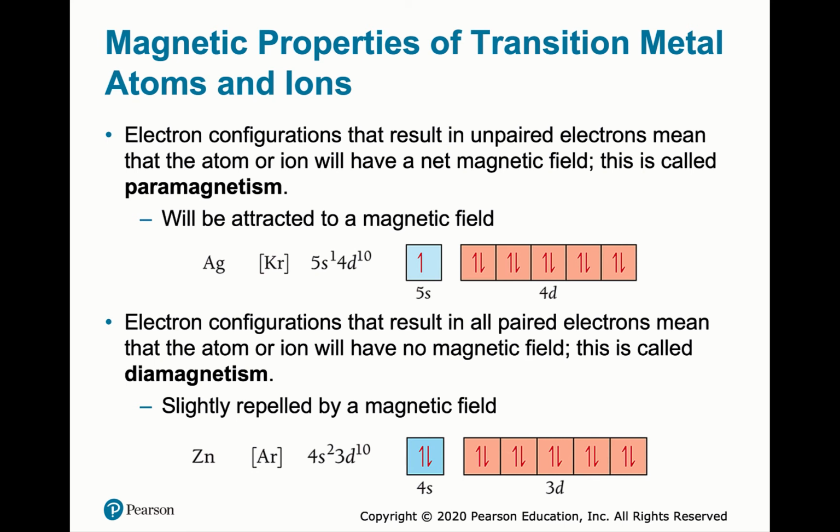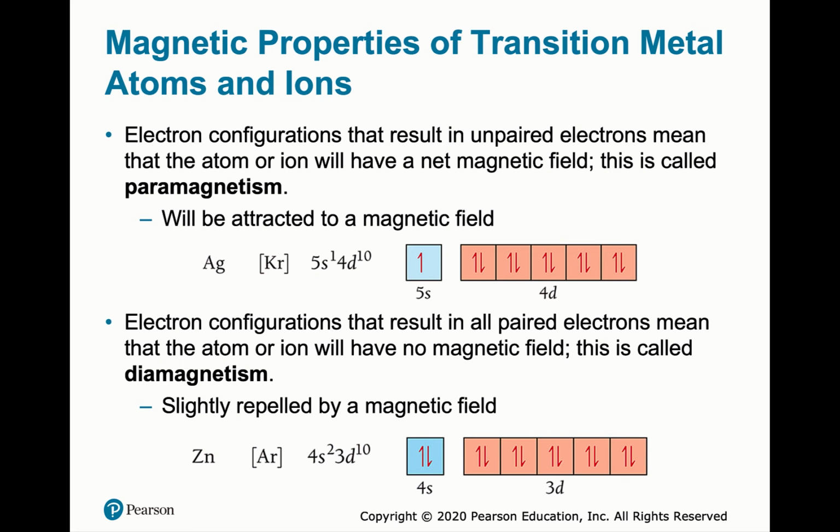And something called paramagnetism and diamagnetism. So if something is paramagnetic, this means that there is one or more unpaired electron. So one or more unpaired electron makes something paramagnetic. And silver here, for instance, has one electron in the 5s orbital unpaired. And then if you look at zinc, on the other hand, all the electrons are paired, spin up and spin down.